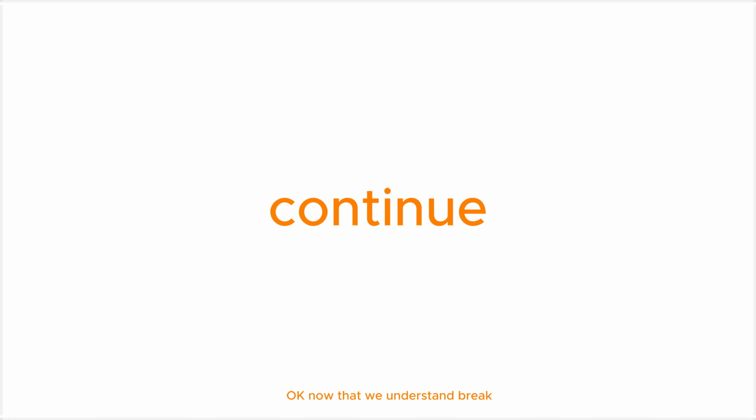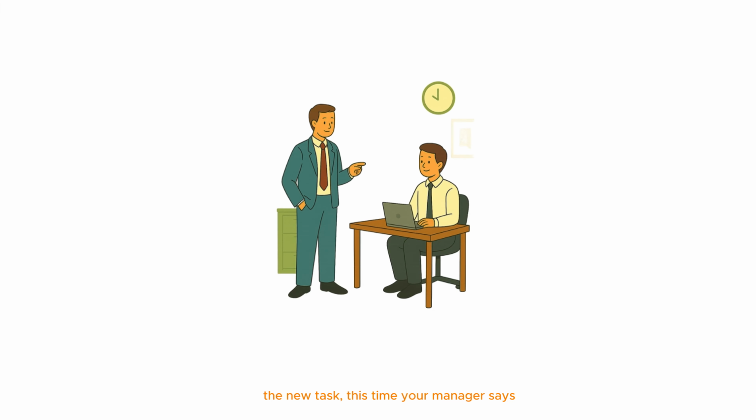Okay, now that we understand break, let's see what its partner continue does. Let's go back to our archive room, but with a new task. The new task. This time your manager says, please bring me the files of all employees who earn more than 5,000. What is your process this time?